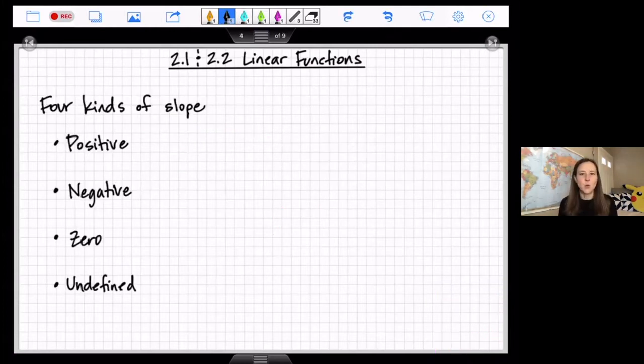One last note about slope. When you make that rise over run calculation, 4 different things can happen. You can get a positive number, a negative number, 0, or something undefined. So let's think about positive.